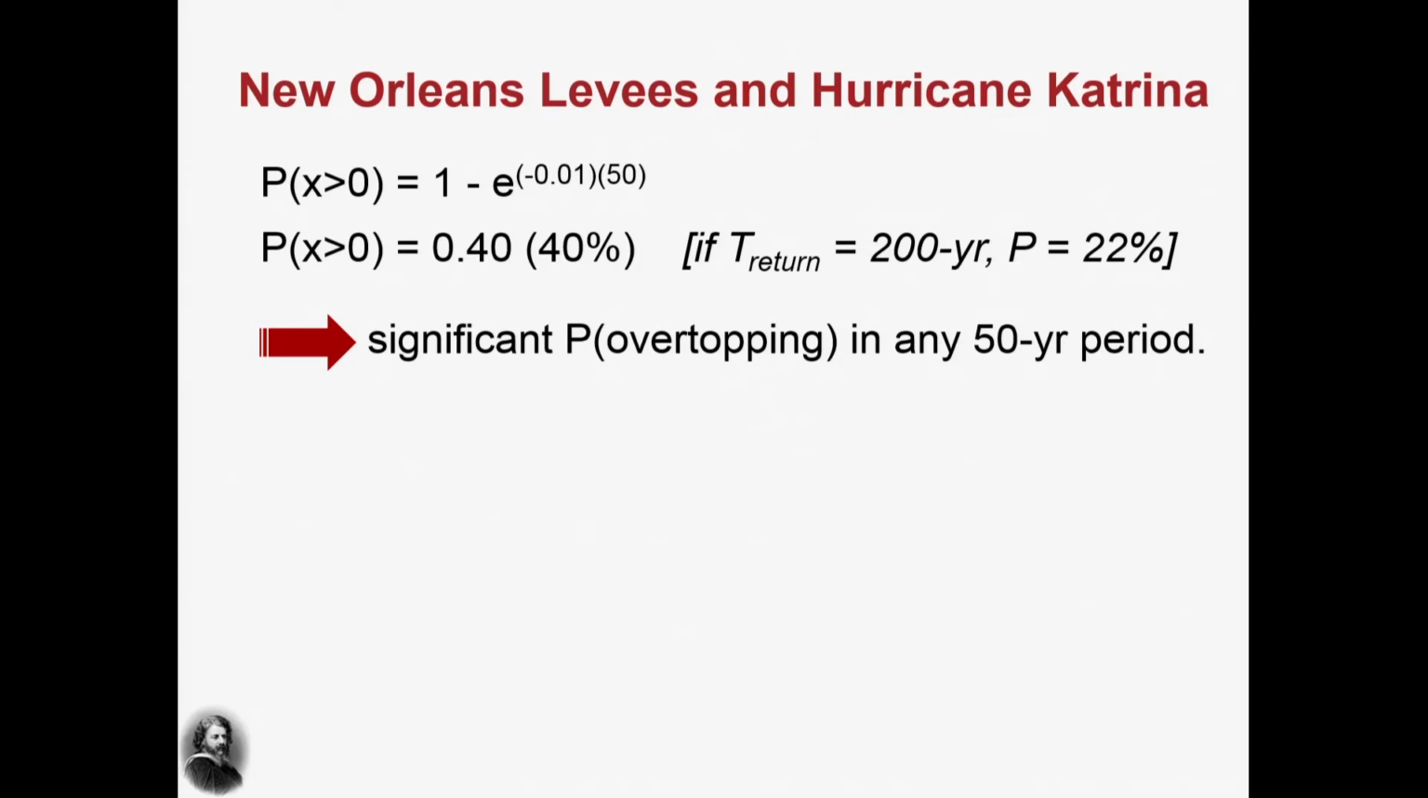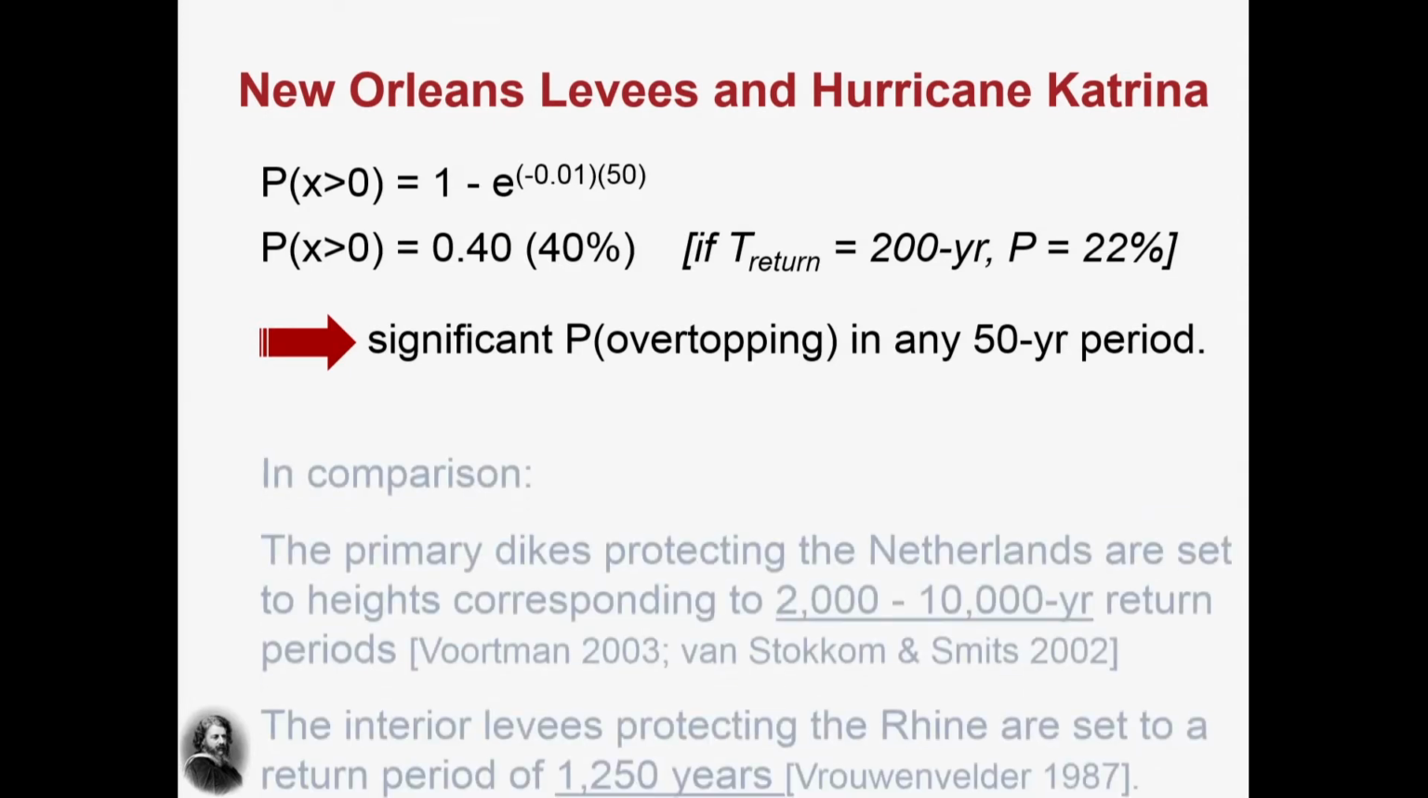And if the return period, to keep quiet the people that argue that it was 200 years, then the probability of failure is 22%. That too is too high. We never design a slope with 22% probability of failure. So there was significant probability of overtopping in any 50-year period.